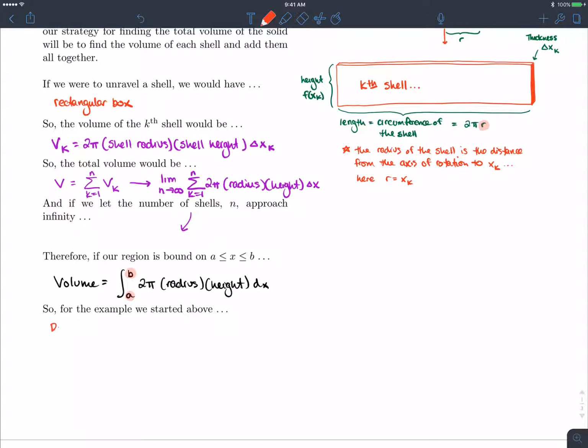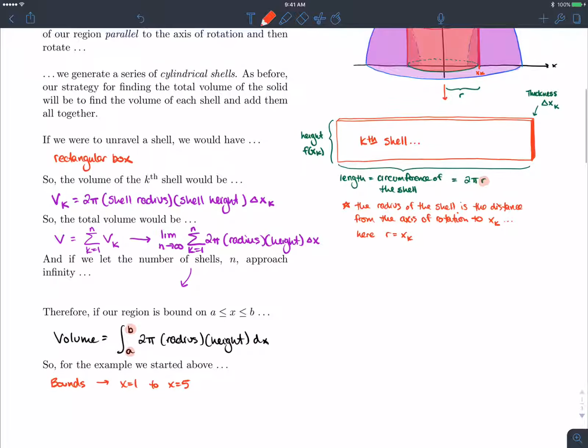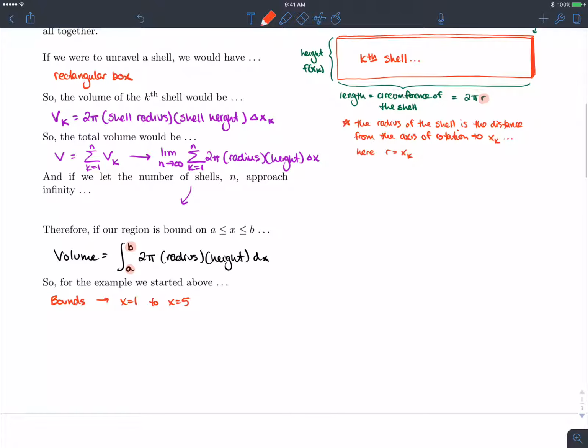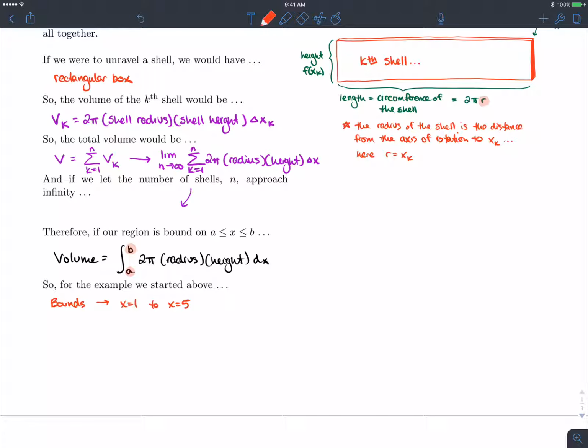Well, in this particular case, the bounds are just going to be x equals 1 to x equals 5. There's one really nice payoff here: even though this was a vertical axis of rotation, everything is staying in terms of x, which is a nice change of pace from what we would have had to do with the washer or disk method. So our bounds are going to be from x equals 1 to x equals 5.